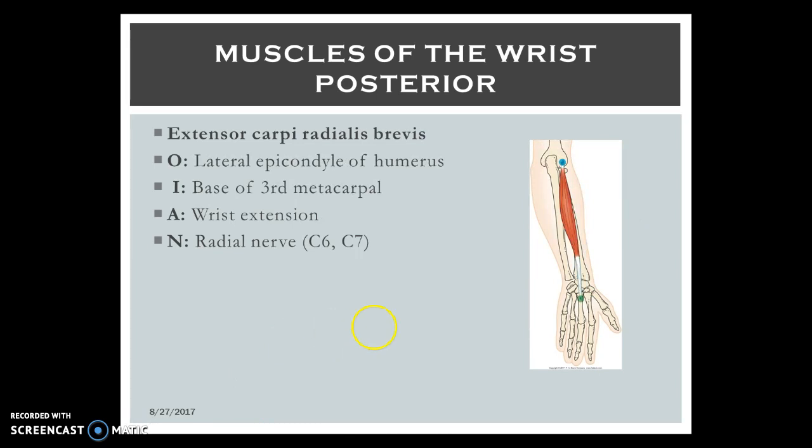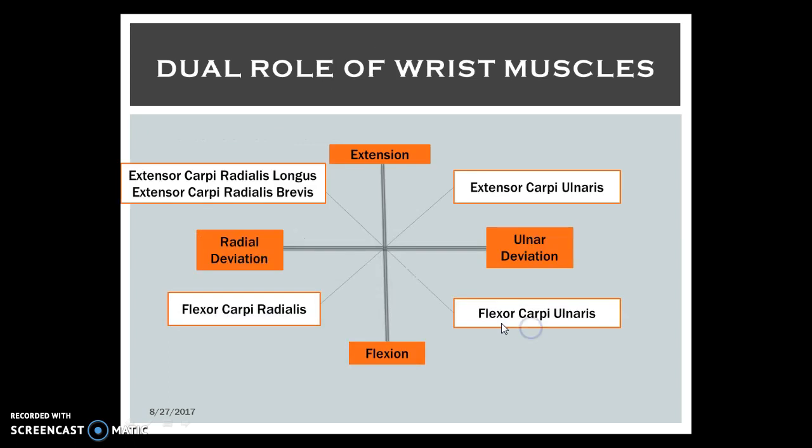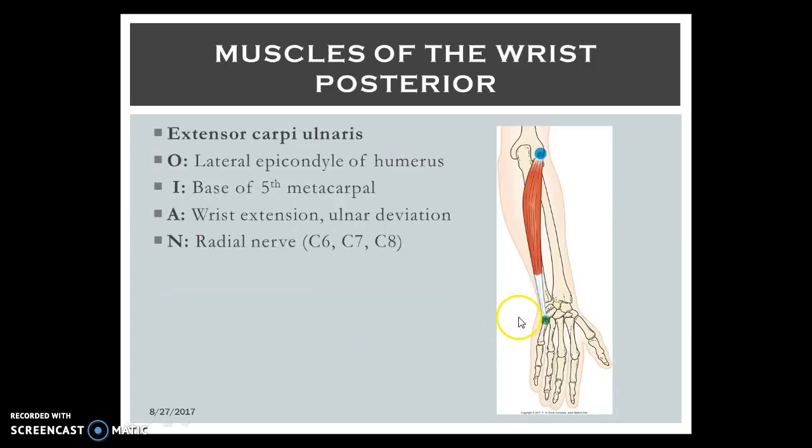The extensor carpi radialis brevis originates on the lateral epicondyle of the humerus and inserts on the base of the third metacarpal. Performs wrist extension, also innervated by the radial nerve. The extensor carpi ulnaris, again, originates at the lateral epicondyle of the humerus, but this time goes to the opposite side of the wrist, to the base of the fifth metacarpal. It performs wrist extension and ulnar deviation. It's innervated by the radial nerve.